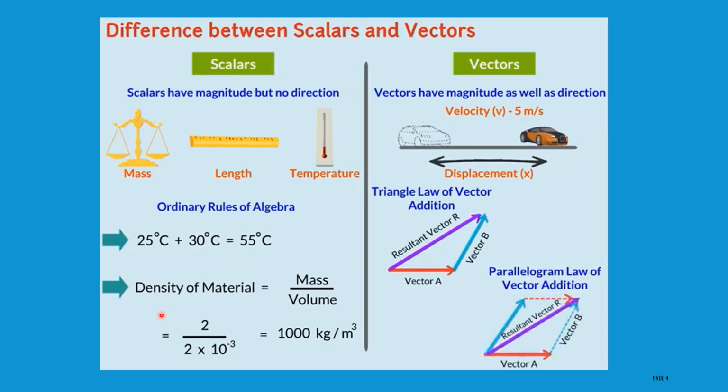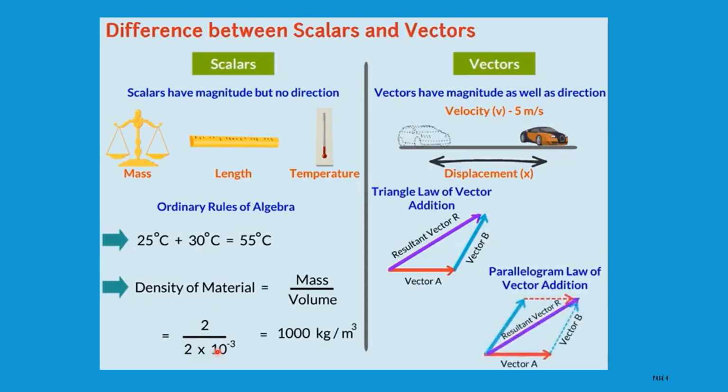Then next, consider the next example, density of a material. You know the formula, mass divided by volume. Consider for example any number. If the mass is 2 kg, and the volume is 2 into 10 to the power of minus 3, then the 2 gets cancelled.